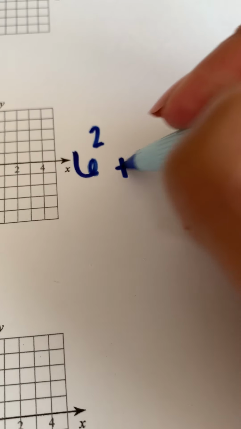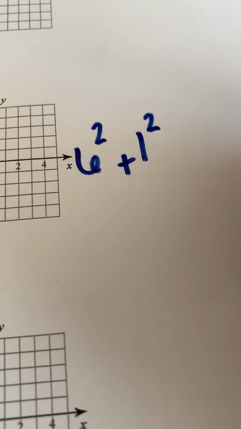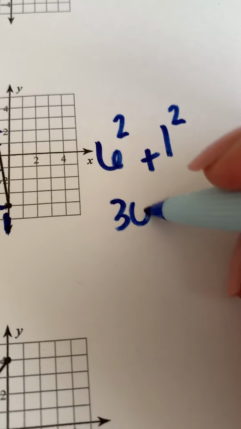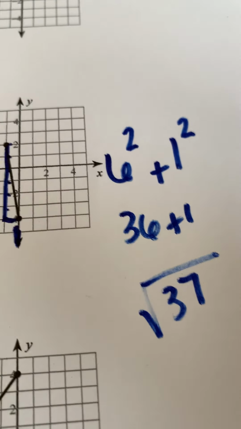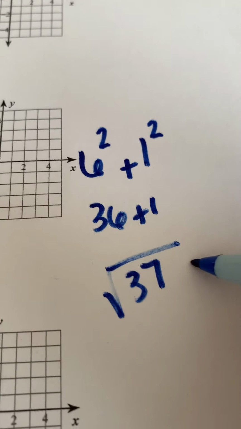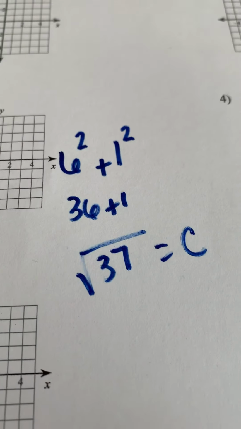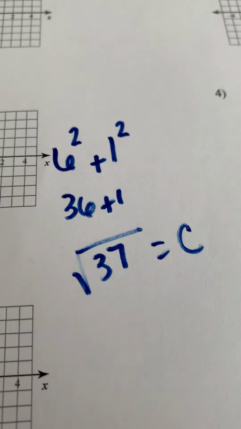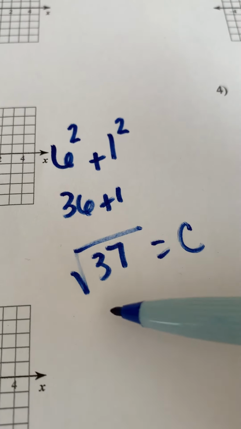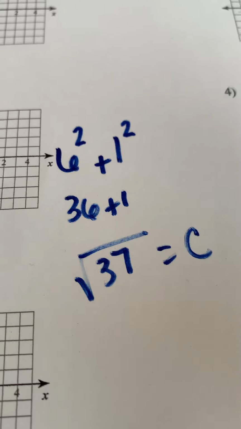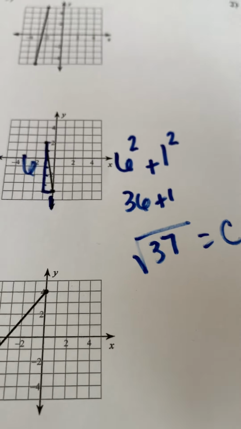So here I go. 6 to the second power plus 1 to the second power. I'm going to work this out. 36 plus 1 gives me 37. Take the square root of 37 and get your answer for C. Again, if I had my calculator next to me, which I forgot to bring, I would get a decimal number. You're going to enter the decimal number for your answer.